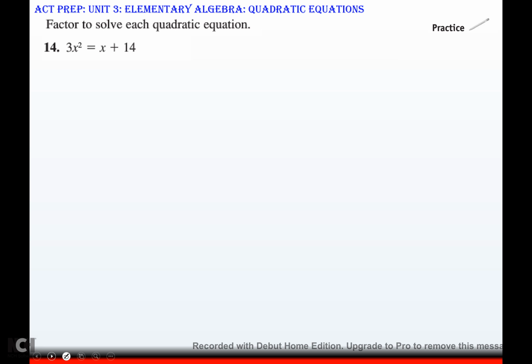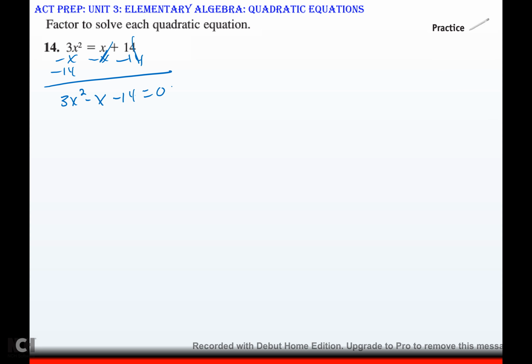Alright, on this one, we can't factor until we get 0 on one side. So I'm going to minus x, and minus 14, minus 14. That gives me 3x squared minus x minus 14 equals 0. Yes?